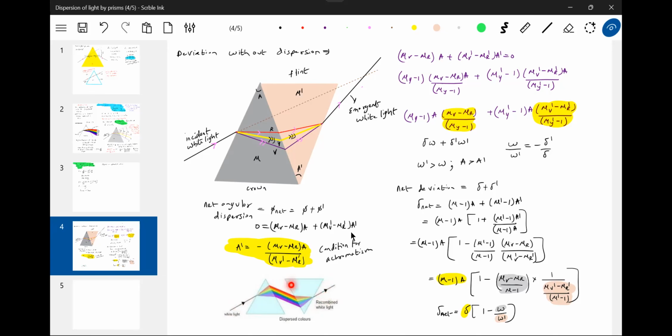But if you look at these two, there is a deviation. What is that net deviation? We have this one. So if you extend this line, these two, the incident and recombined white light, will not be parallel.